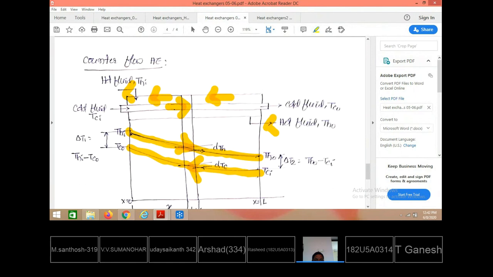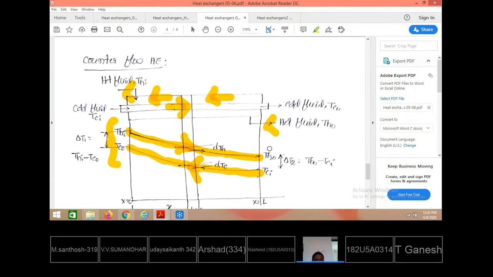So the hot fluid has dropped its temperature while flowing in the forward direction. The cold fluid has entered in the reverse direction and increases its temperature from TCI to TC naught. So these are the temperature profiles for the counterflow heat exchanger. At the inlet of the heat exchanger, delta T1 is THI minus TC naught.